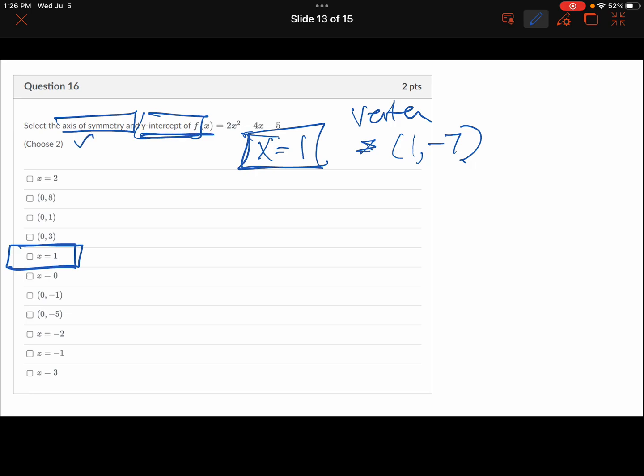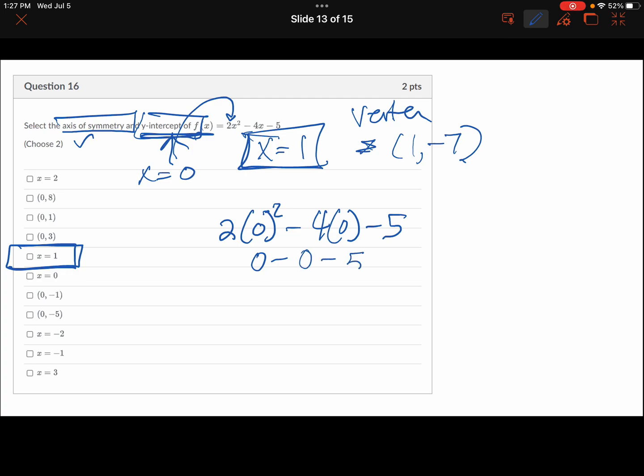And then the y-intercept is whenever X equals 0. So I'm going to plug in 0 here. I would have 2 times 0 squared minus 4 times 0 minus 5. That's going to be 0 minus 5. The y-intercept, much like in the linear situation, is when X is 0. Cross everything out. This all gets crossed out. It would be at (0, negative 5).